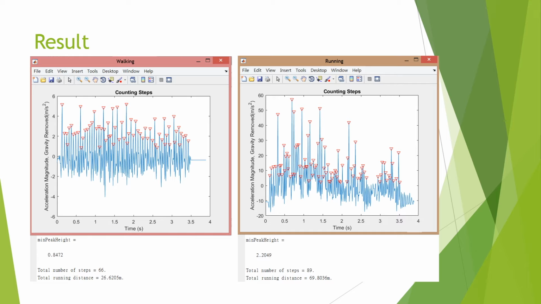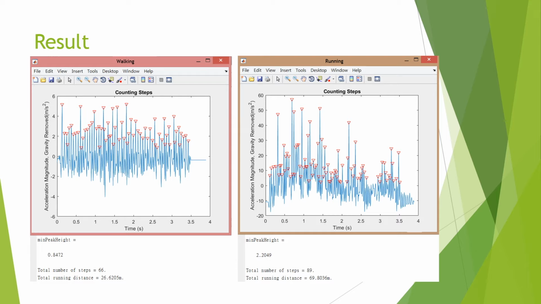This is the last slide. This is the final result of our running app project. On the left hand side is the result of the sampling walking data, which gave a 100% accurate result with 66 steps and a total distance of 26.6205 meters.